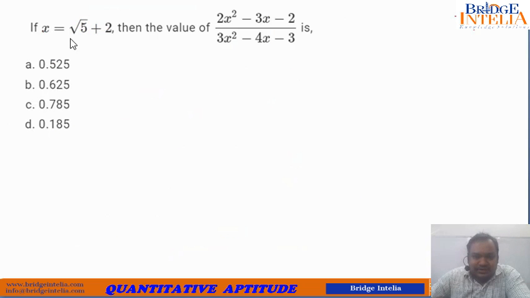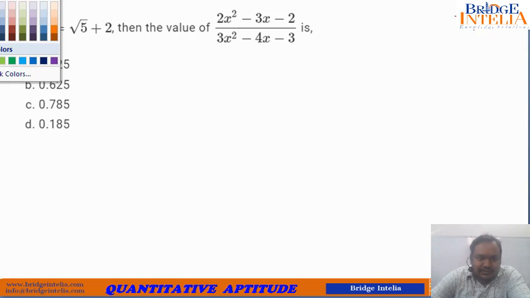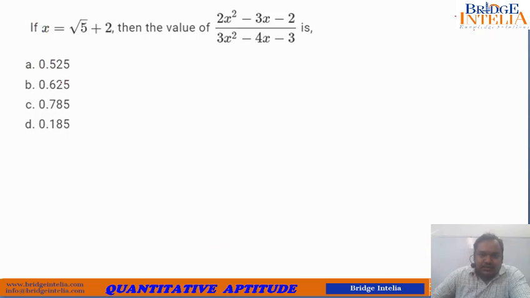Now this is a very good question. Let's see how this can be done. So we have been given x in the form of surds. So x is equal to root 5 plus 2, and based on that we have been asked to calculate the value of this expression. Now wait for a second and just realize what you have actually been asked to calculate. So this is what we have been asked to calculate.